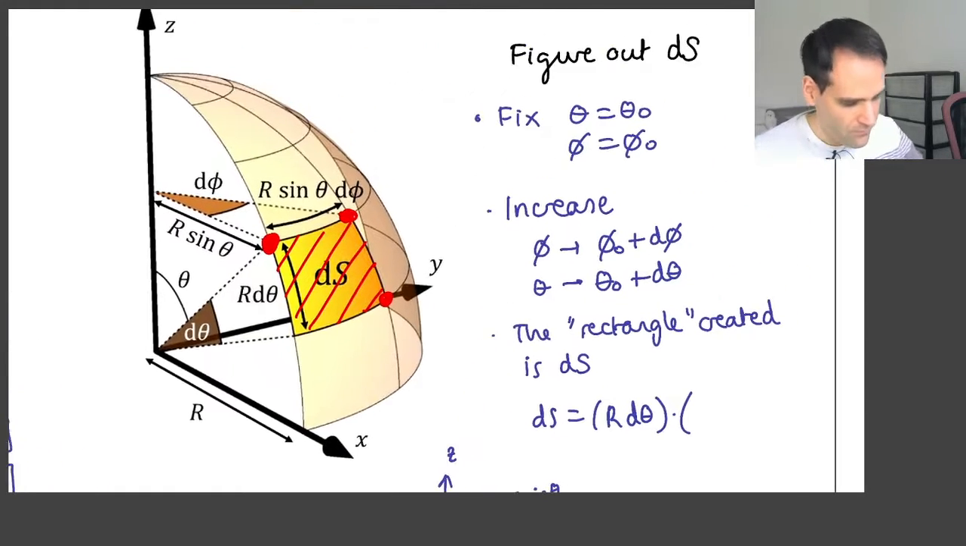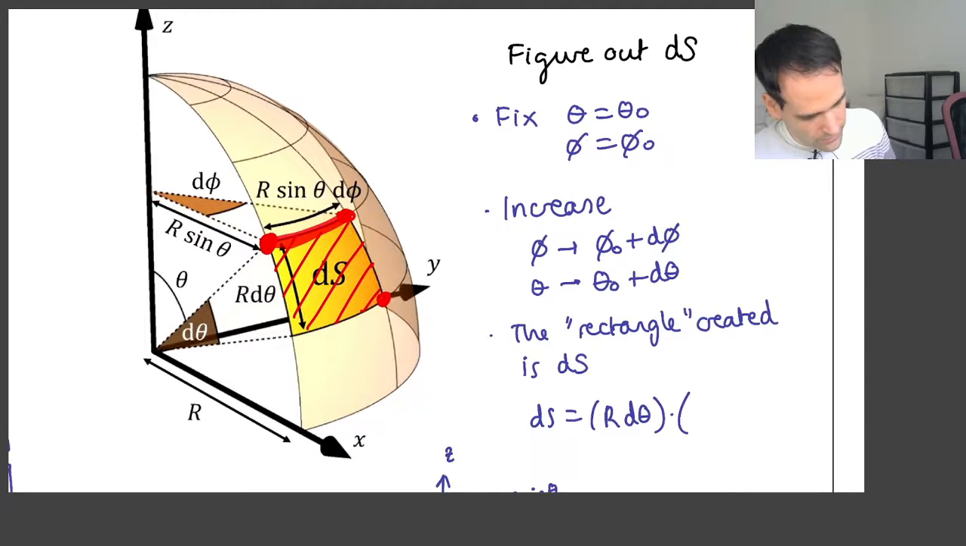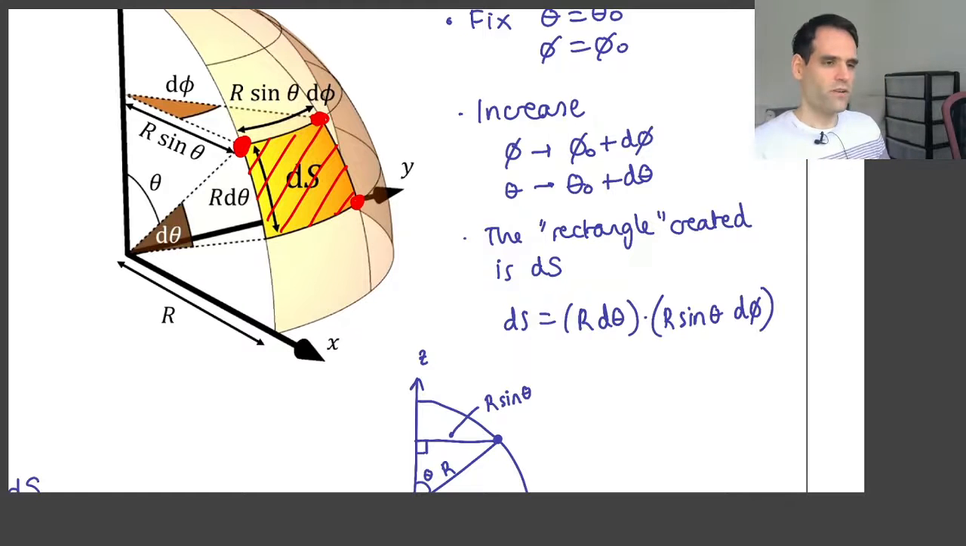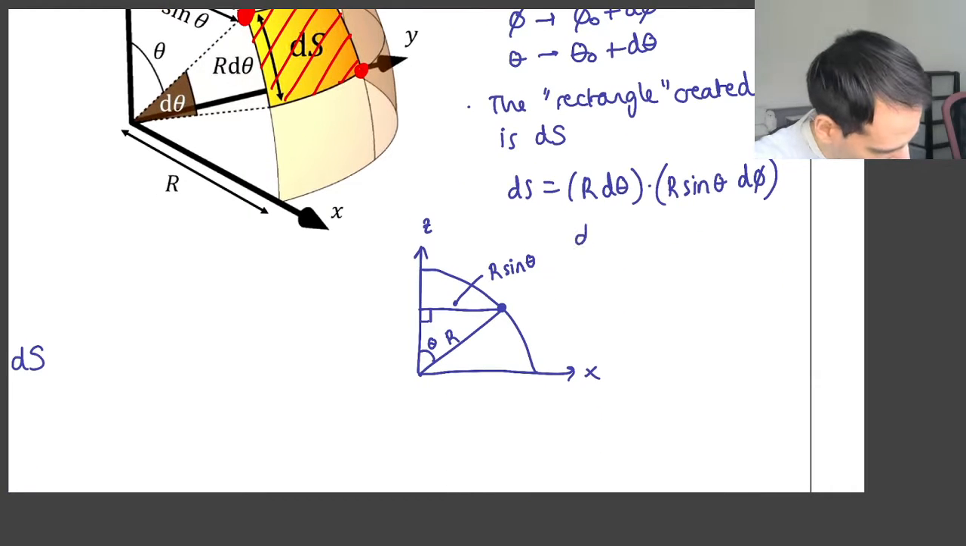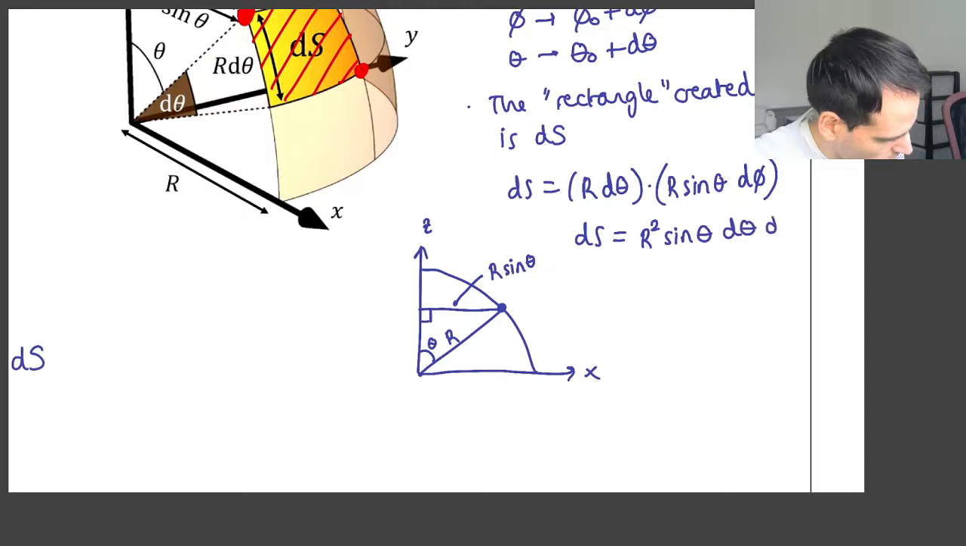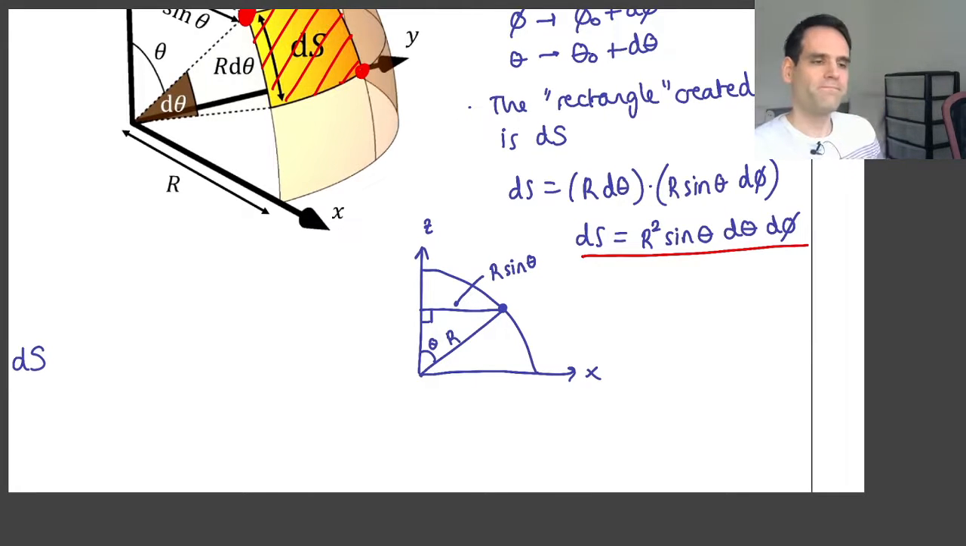That is the distance there, which is this distance here, and therefore this arc length is that distance times the angle. So r sine theta times d phi. Okay, so when we multiply those two arc lengths, we end up with ds equals r squared sine theta d phi. And that is the correct ds for the surface of a sphere.